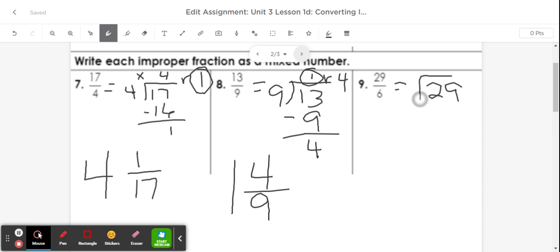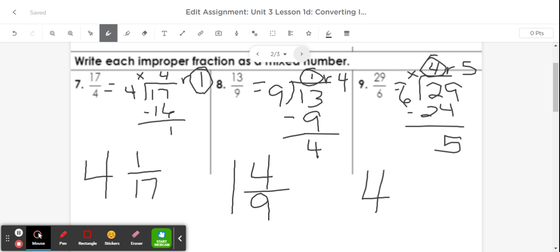Okay, here we go. 29 divided by 6. Well, 6 times 4 equals 24. If I subtract that, gives me 5, so remainder 5. Remember, whole number, remainder, pieces, denominator stays the same.